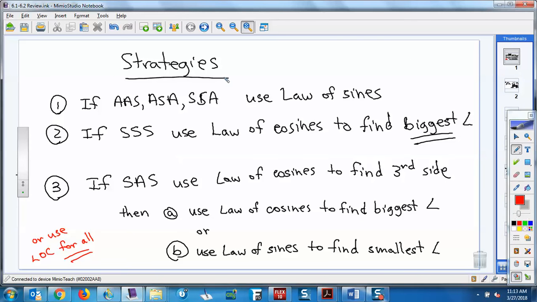All right, so here were some strategies. These are things you had in your notes before. You know, if it's angle side angle or angle angle side, we're using law of sines. If it's SSA, we're using law of sines, but remember, that's the one that could have more triangles. If it's side side side, we use law of cosines. And we said finding the biggest angle is the way to go there.